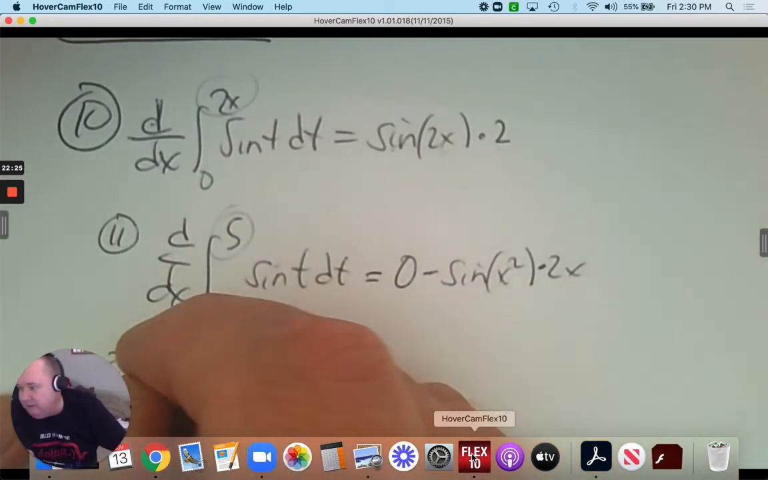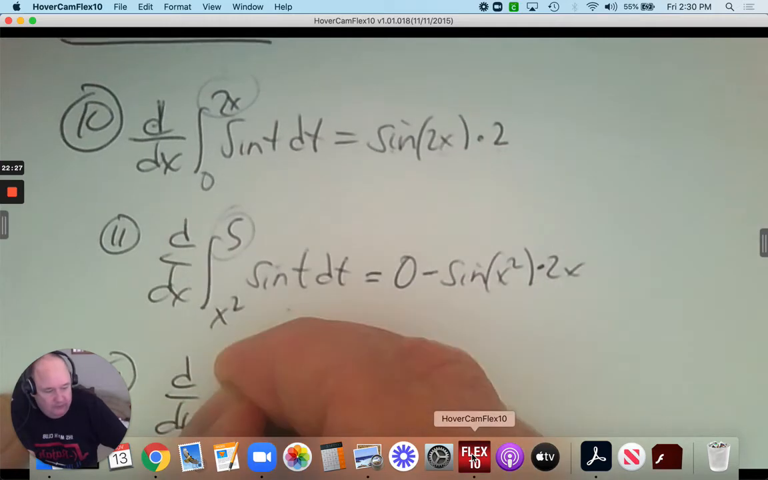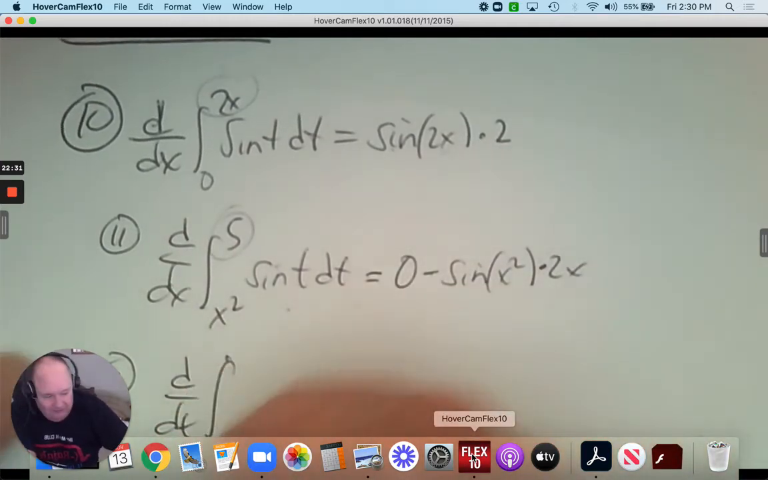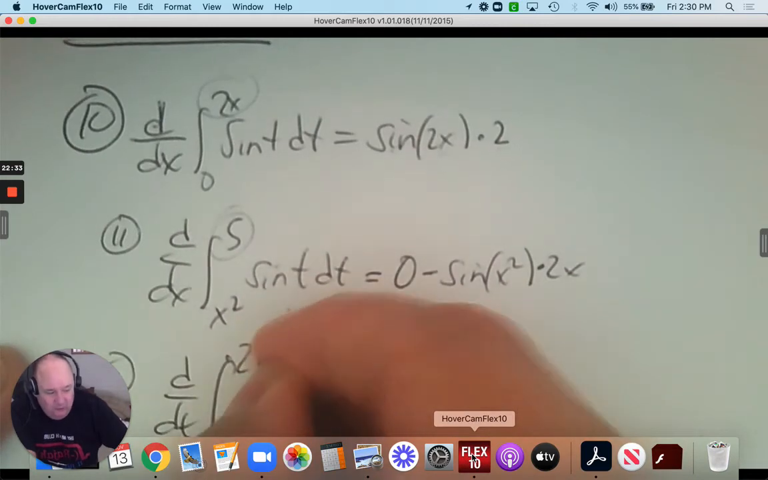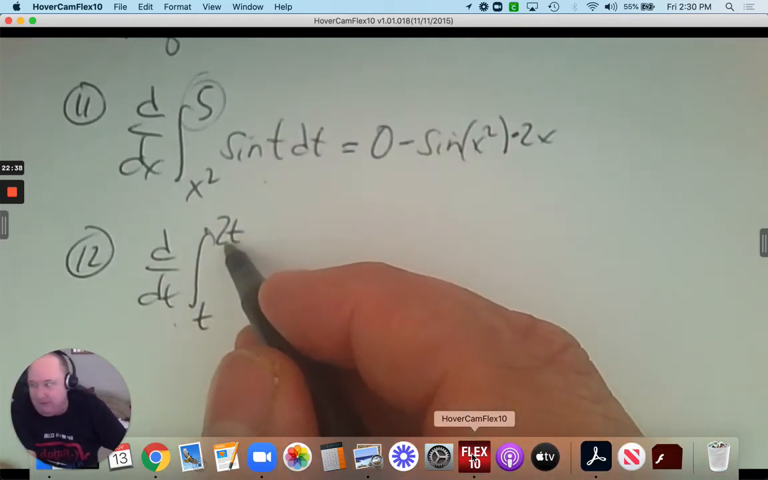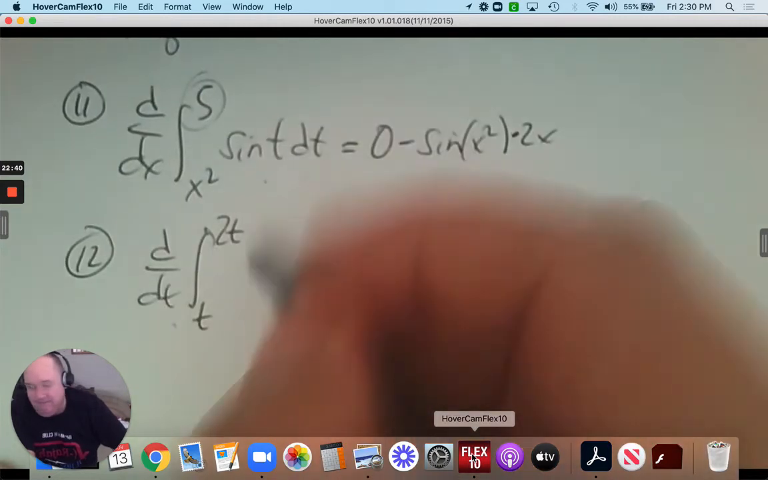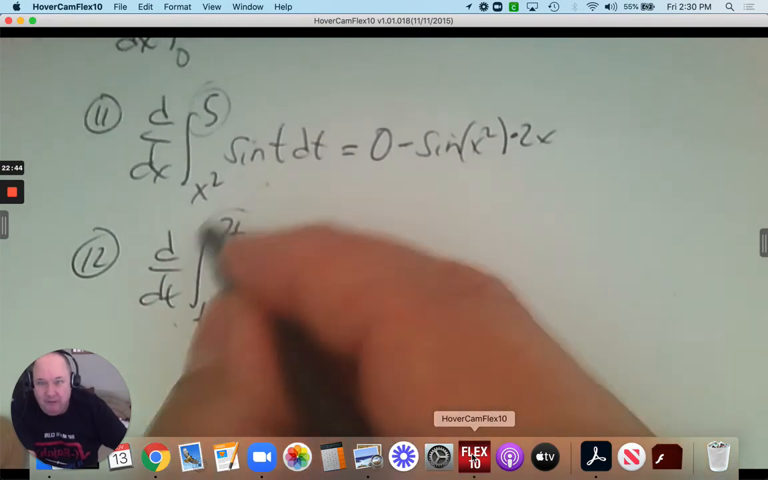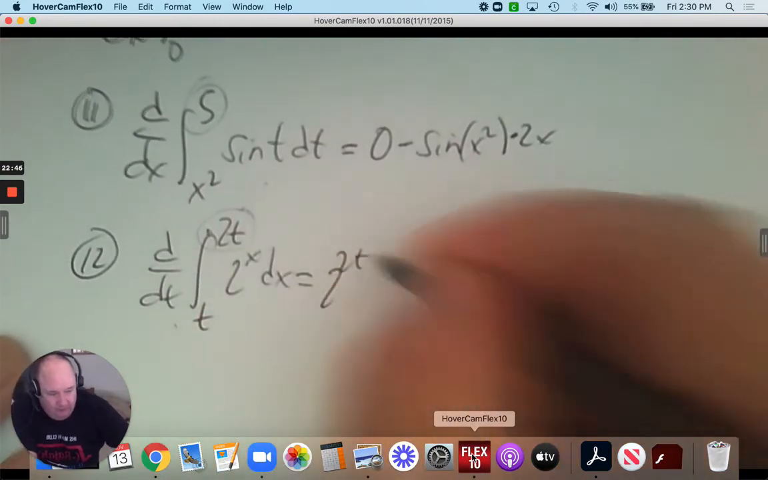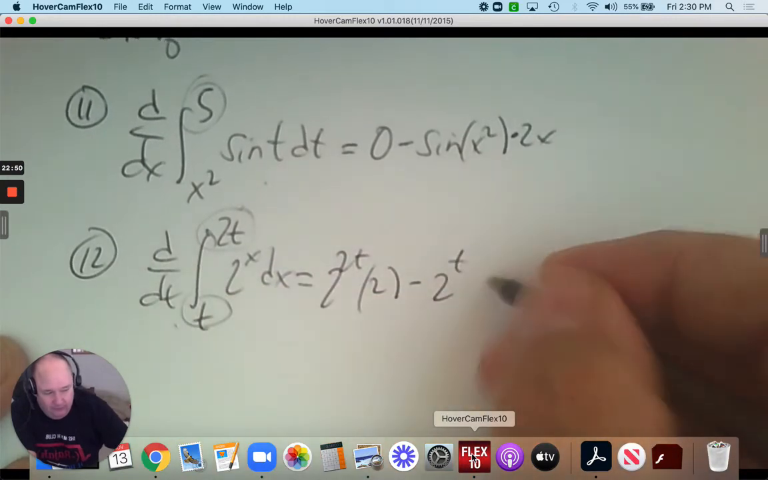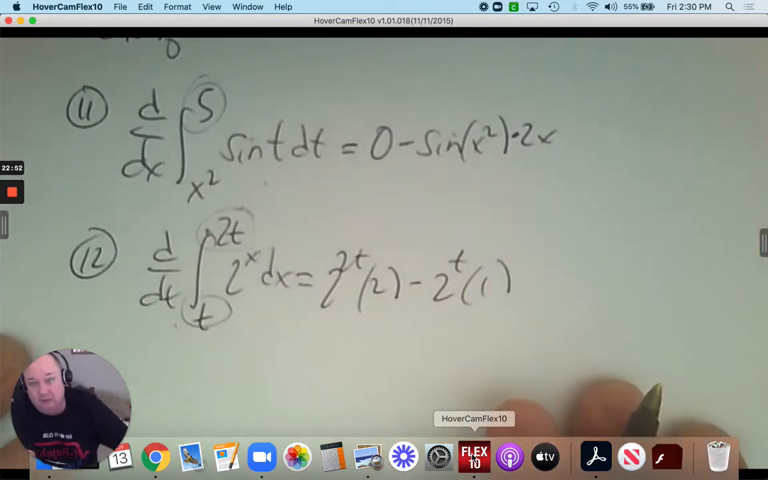Number 12, the derivative. And I'm integrating from t to 2t. I don't know why I couldn't say that. T to 2t. My brain doesn't want to do that. 2 to the x dx. So here's the heart of it. Substitute the upper bound, take the derivative, subtract, substitute the lower bound, take the derivative. It's 1, I don't really need it, and it's over.